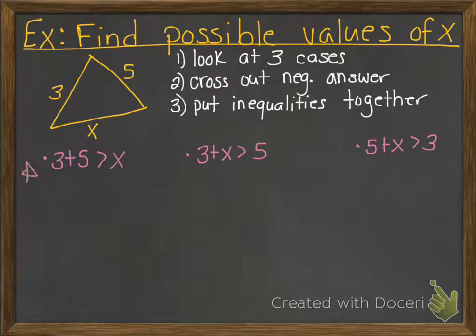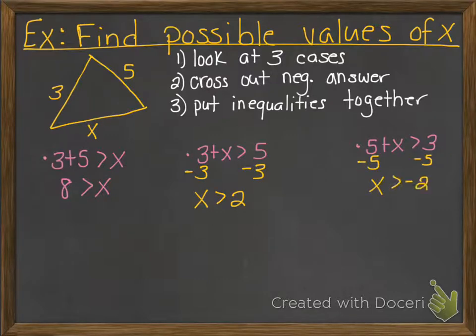Alright, so with this example, 3 plus 5 is bigger than x, so I know 8 must be bigger than x. Here, in order to solve for x, I have to subtract 3 on each side, so I know x is bigger than 2. And here, I need to subtract 5 on each side, so I know x must be bigger than negative 2. Again, I'm going to cross out my negative answer, and I'm going to put these 2 inequalities together. If you forget how to put your inequalities together, let's graph them on a number line.